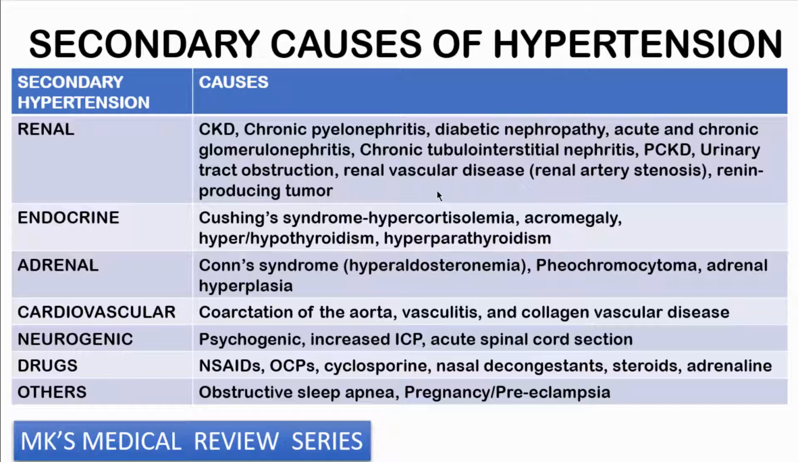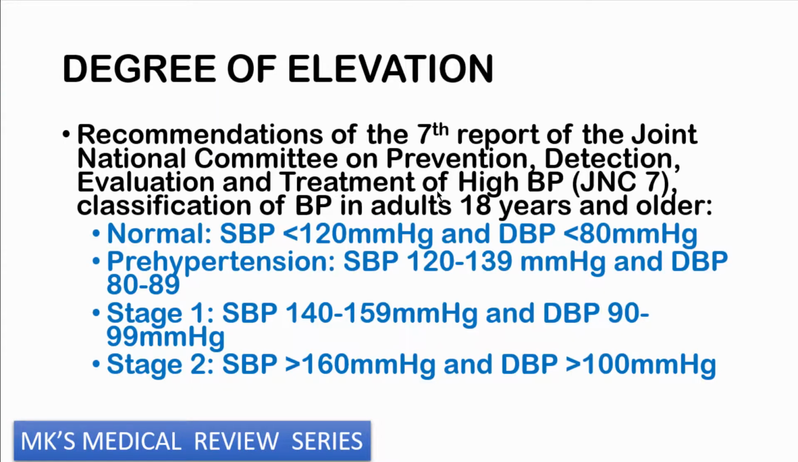You may have some drugs such as NSAIDs, combined oral contraceptive pills, cyclosporine, nasal decongestants, steroids, and even adrenaline and other beta agonists that may cause an increase in the blood pressure. Other causes include obstructive sleep apnea and indeed pregnancy, or you can be associating it with preeclampsia and eclampsia, which is an elevation in blood pressure associated with pregnancy.